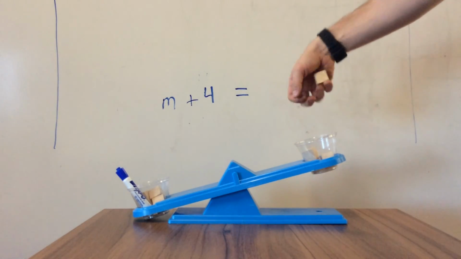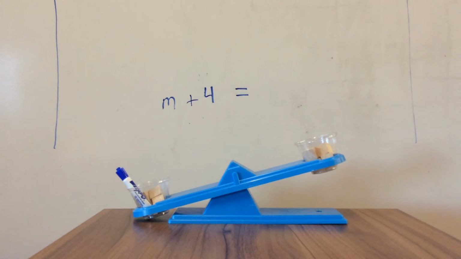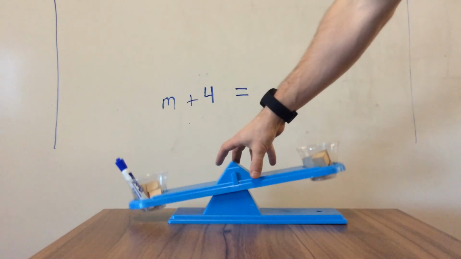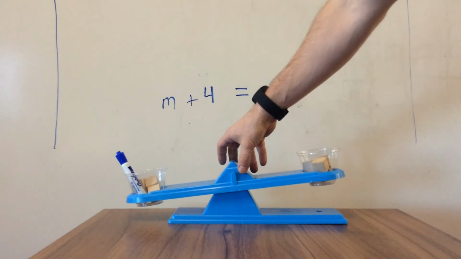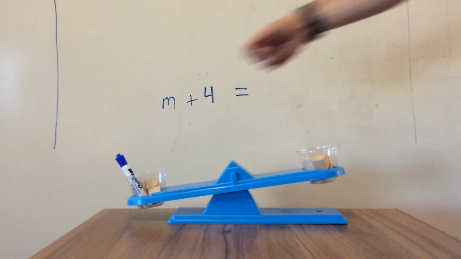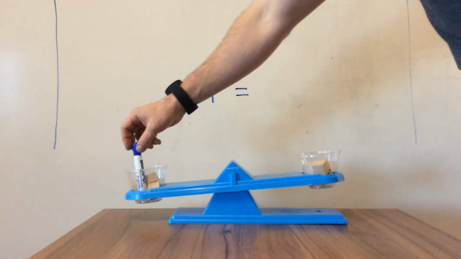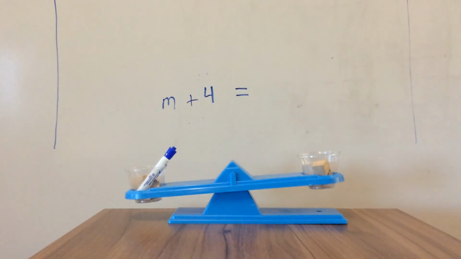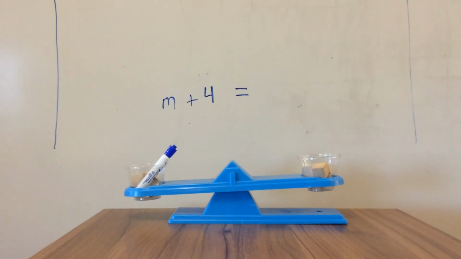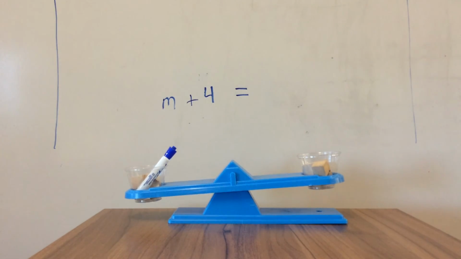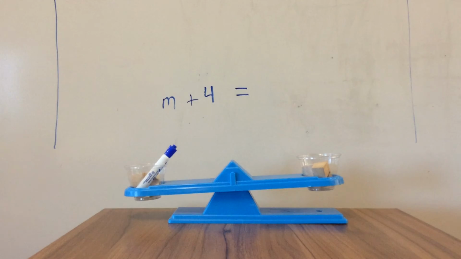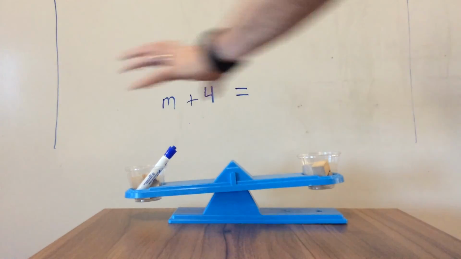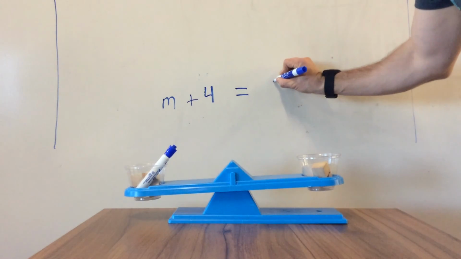1, 2, 3, 4. And it jumped a little, so I know I'm close. 5. And like I said, it's not going to be exactly balanced because we're working with school supplies. I'm going to lean that way. That's a separate science lesson for another day about levers and fulcrums. So right now I'm looking at this, and we'll pretend that it's perfectly flat and level. I've got a marker, and I've got 4 cubes on this side, and then I put 5 on this side.